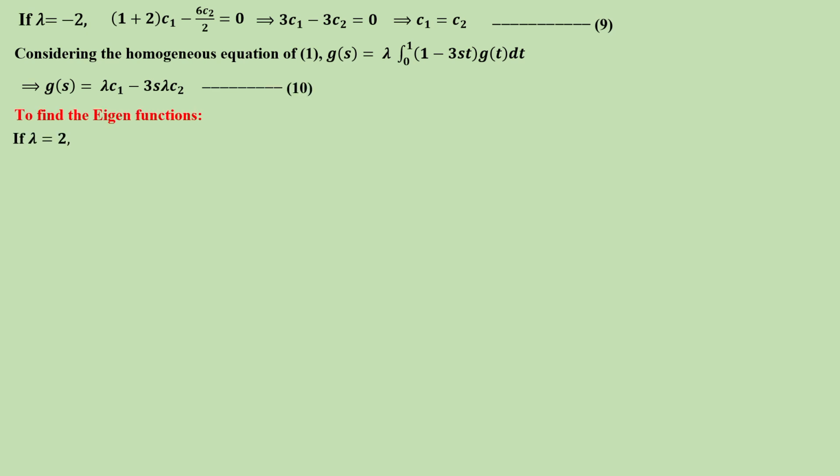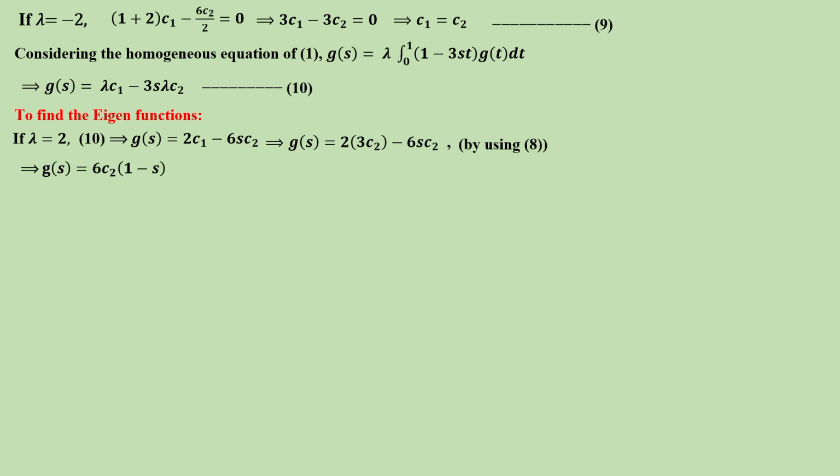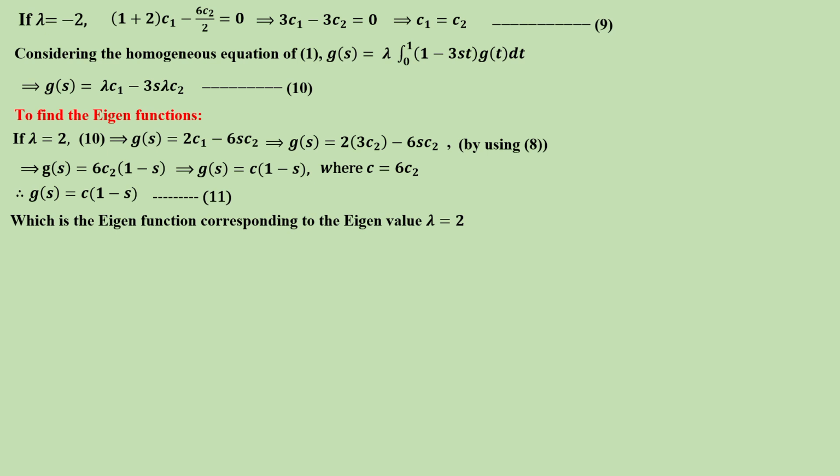To find the eigenfunction, if lambda is equal to 2, 10 implies g of s is equal to 2 c1 minus 6s c2. G of s is equal to 2 into 3 c2 minus 6s c2, because c1 equal to 3 c2, substituting the value by using 8. So g of s is equal to 6 c2 into (1 minus s). G of s is equal to c into (1 minus s), where c is the constant 6 c2. Therefore g of s is equal to c into (1 minus s), that is equation number 11, which is the eigenfunction corresponding to the eigenvalue lambda is equal to 2.